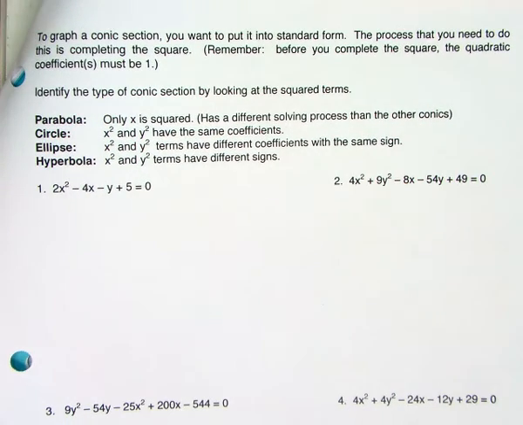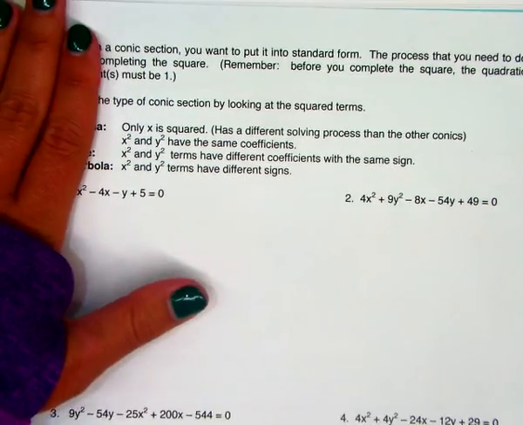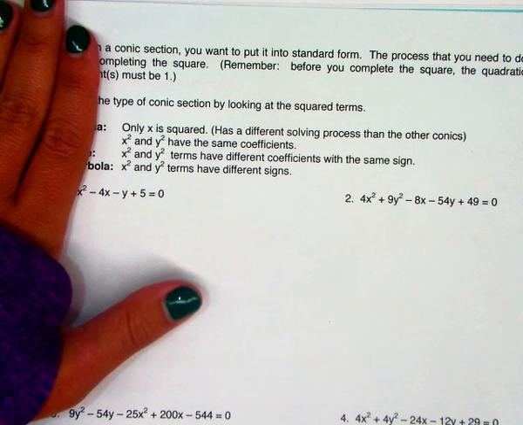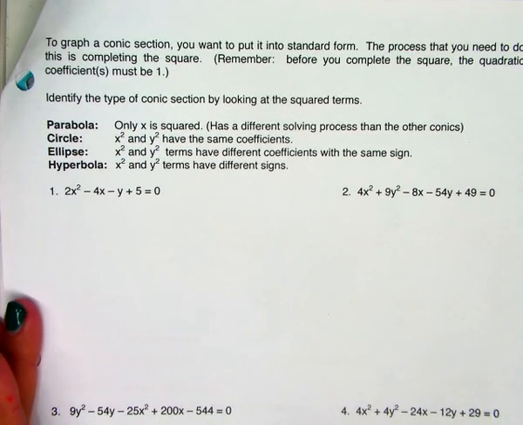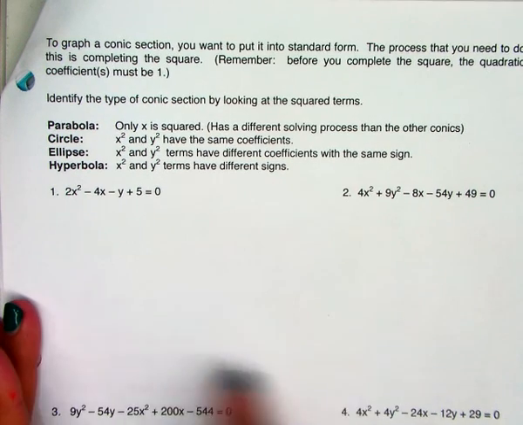So this is part 2 of the notes. We are now on page 25, and what we're going to do here is take a look at these equations of conics that are not in graphing form. They're in these formats here, so it's not easy to graph them.